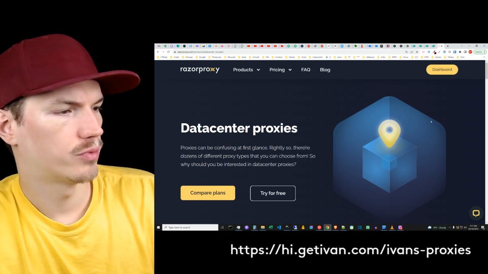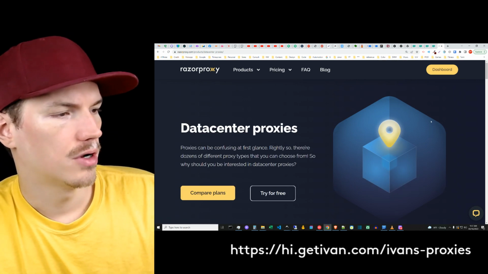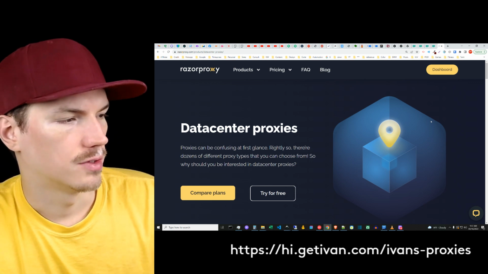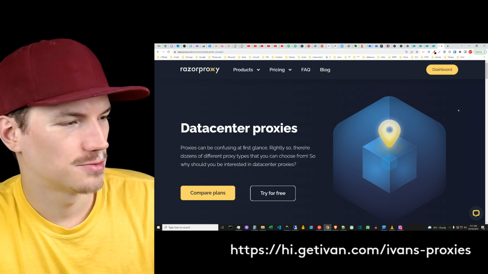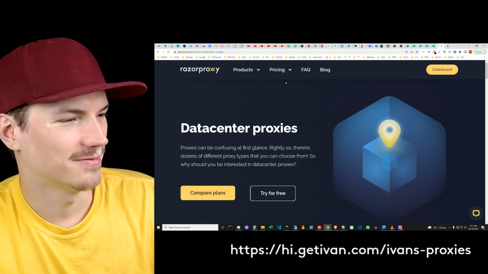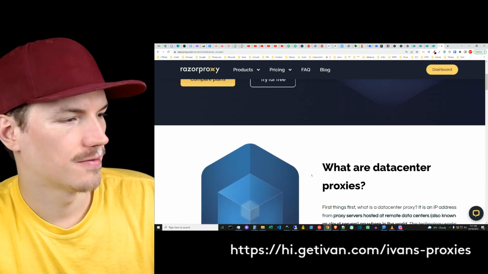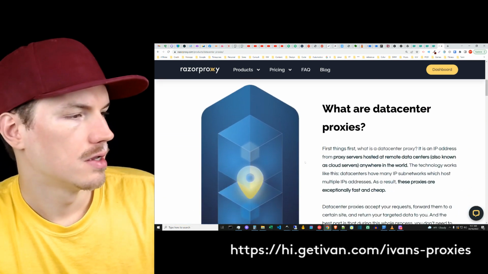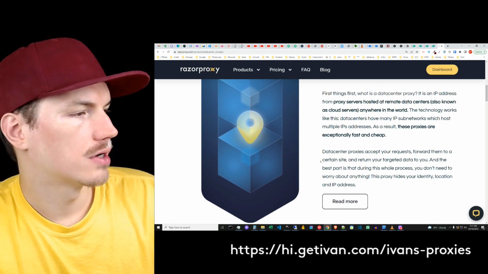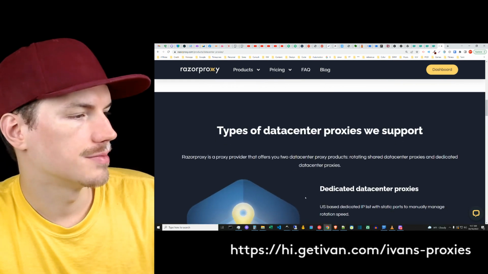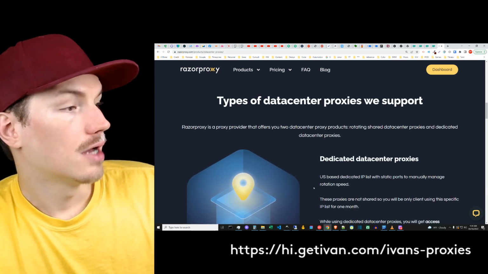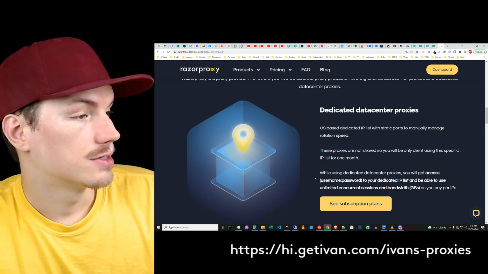Data center proxies. Proxies can be confusing at first glance. That's true. Let's see if they've managed to make them confusing. Actually, let's scroll down here. What are data center proxies? That's just some SEO.